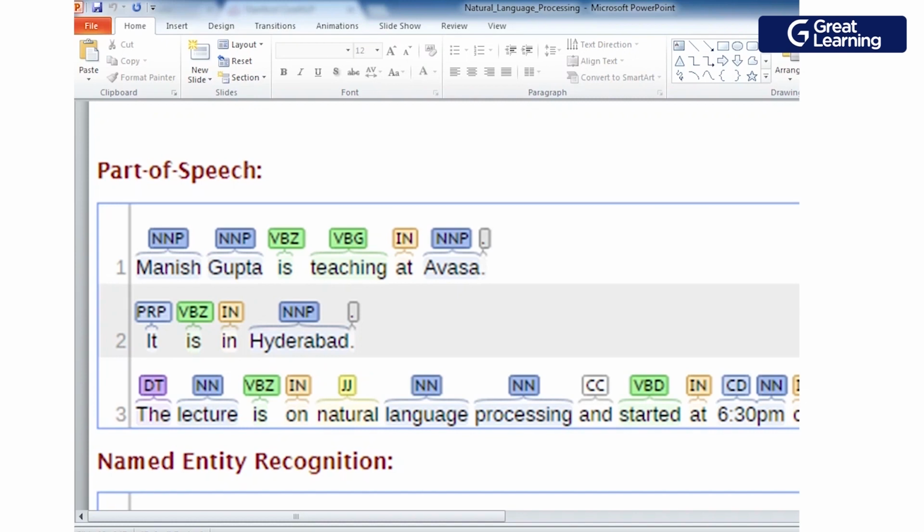And then for each of those words, it also gives you a part of speech. So for example, here it is marked my name as a noun. And NLP is a noun, a proper noun, right? And then "is" is a verb, "teaching" is another verb, VBG is the verb gerund, and so on. So essentially, "at" is the preposition, IN is the code for preposition, Avasa is a noun, and so on. So this is the first thing it does. So part of speech tagging.